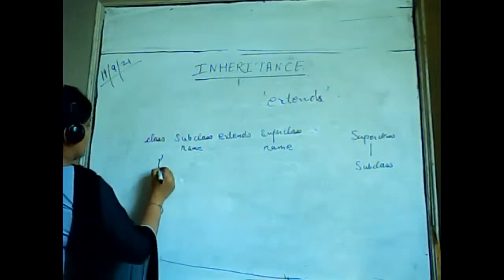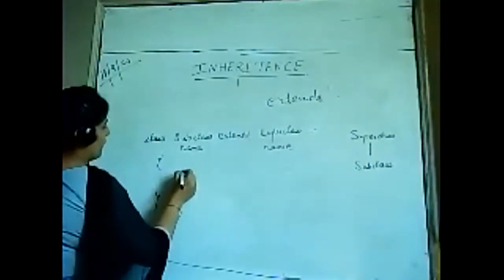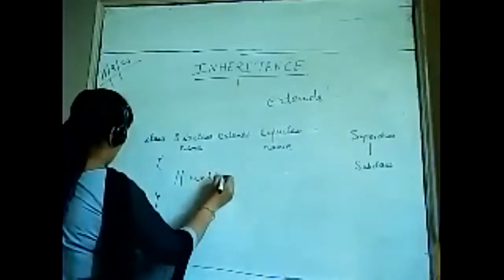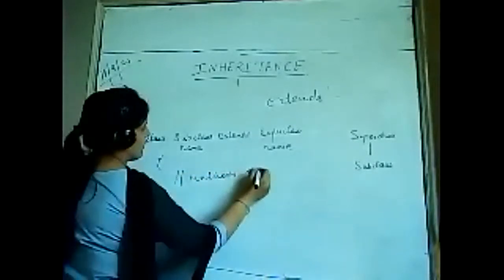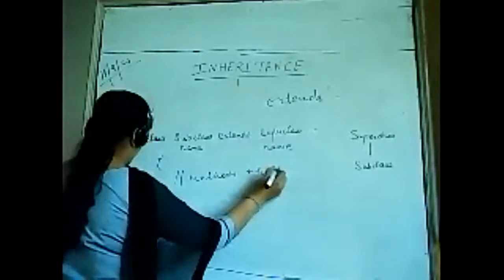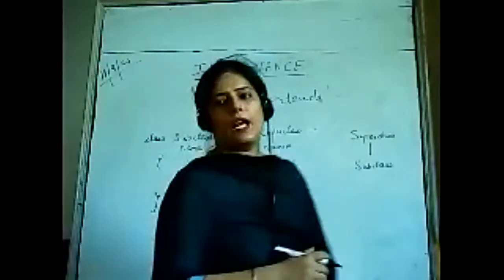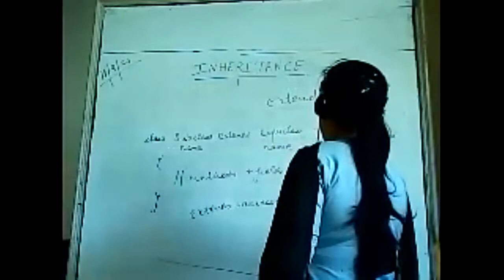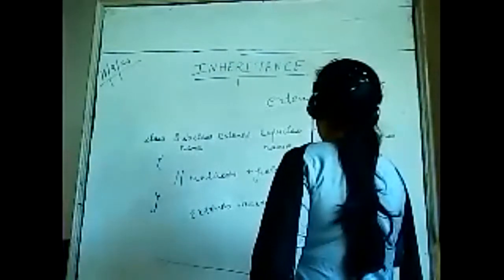Obviously here we will have a block of code where we can define different methods and fields. Extends basically increases the functionality of that particular class. So how is extends being used? It will increase the functionality of the particular class.